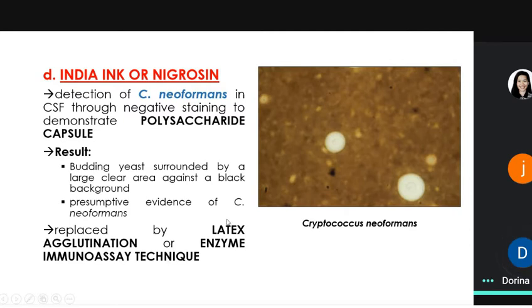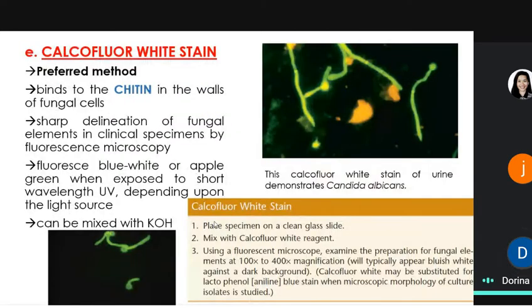Your India ink or nigrosin. Now, another one, we have the calcofluor white stain. So, when you have a chemofluorescent or a fluorescent dye, although may ibang fluorescent like your auramine, rhodamine, also is fluorescent, but then its application is different kasi hindi naman siya sa fungi. It's more for Nocardia and for mycobacteria. So, the calcofluor white is the preferred method.